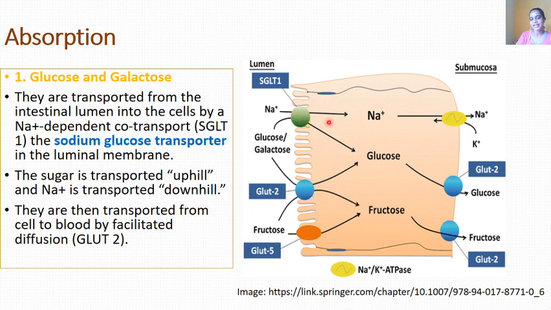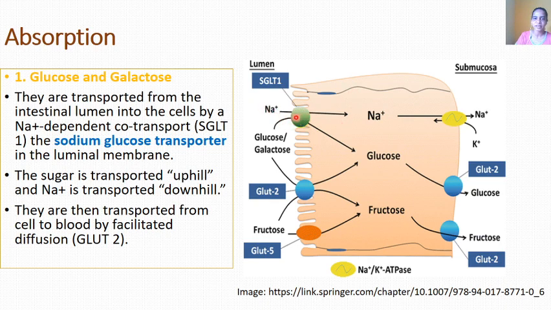Now this process is slightly complex because the cell contains sodium. This sodium will be first pumped out of the cell, and to balance that, potassium will be pumped in. This happens with the help of a special protein complex called sodium potassium ATPase. This is the energy utilizing step. So sodium will be pumped out. Now what happens? Sodium concentration is less here. So sodium can now move from the lumen to the cell, but it cannot happen directly. It happens with the help of this transporter.